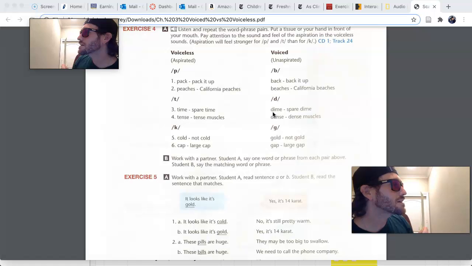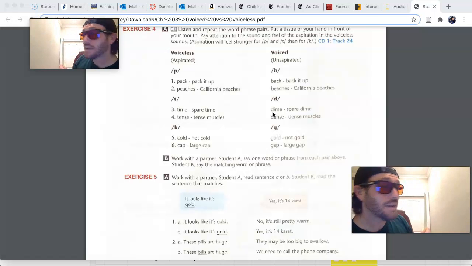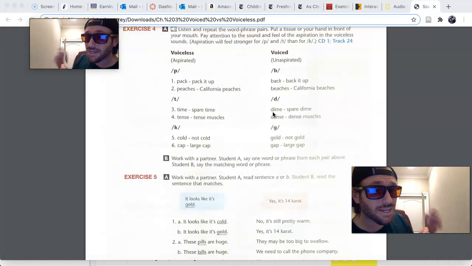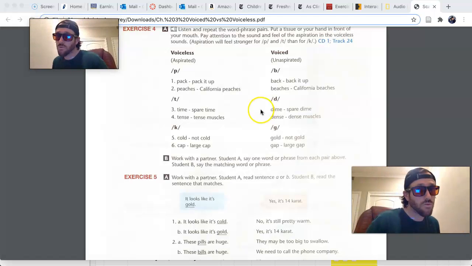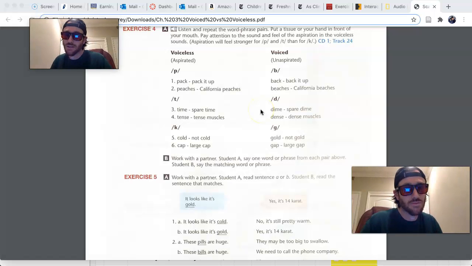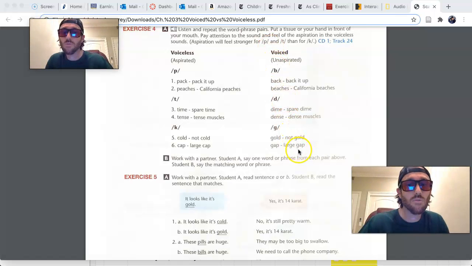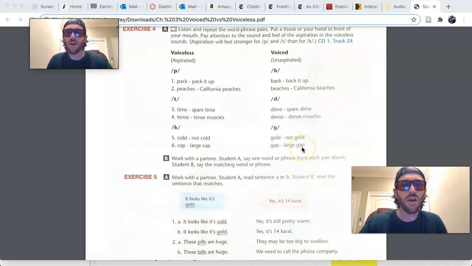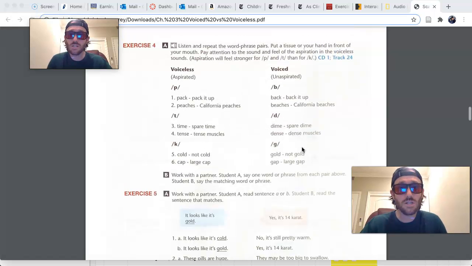G, g. Gap. Gap. Large gap. Now you're getting aspiration at the end, again, because of the P, but we're focused on initial consonant sounds here, right? So don't be confused with aspiration. You're like, wow, this is voiced, it shouldn't have aspiration. Well, that's because the consonant we're focused on is the initial consonant sound and not the final consonant sound.